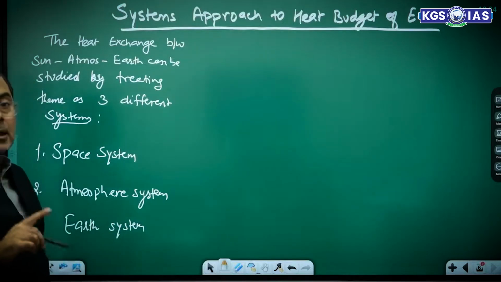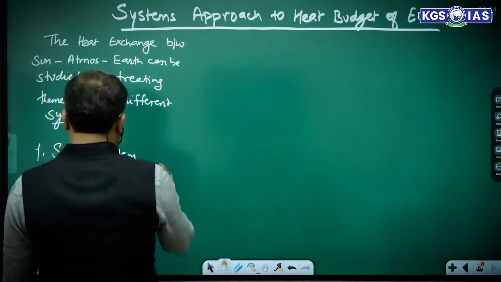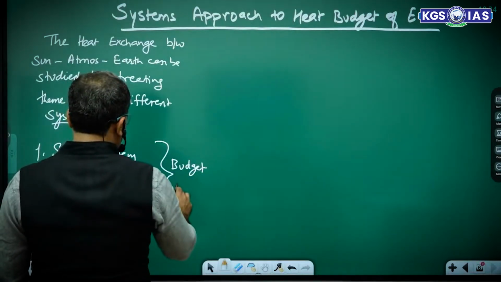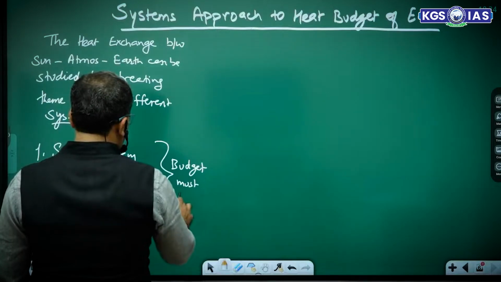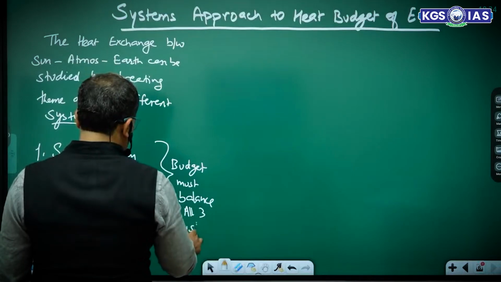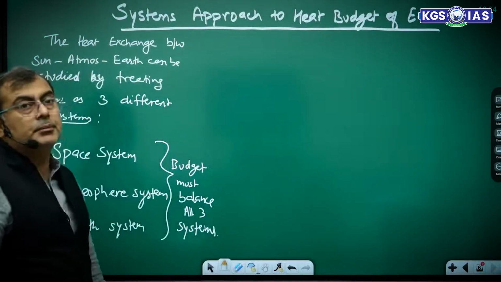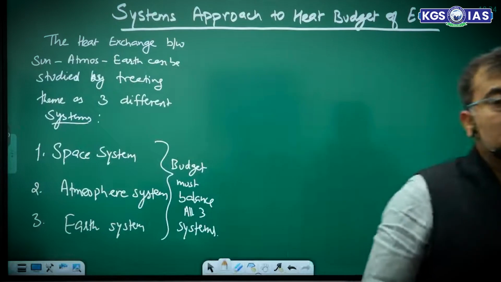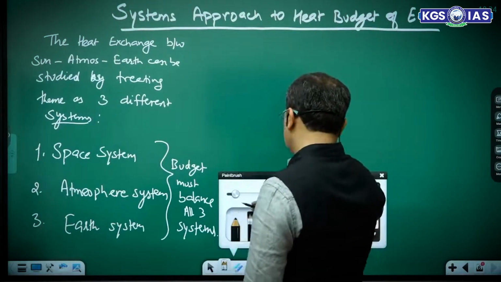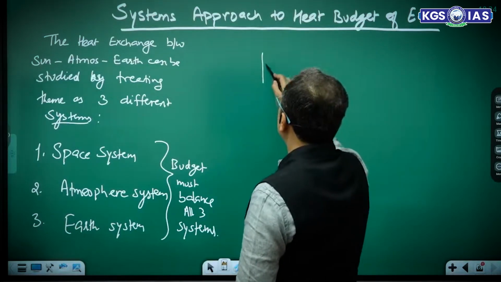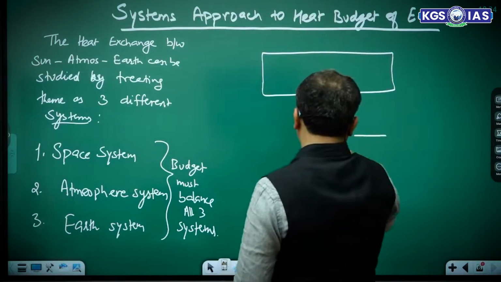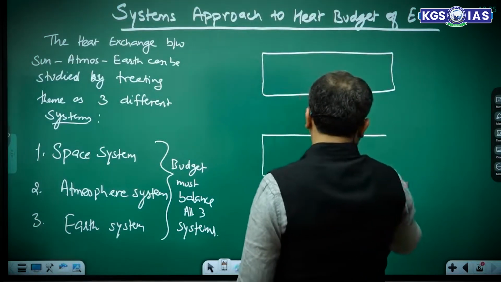A balanced budget must balance all three systems. ठीक है, ये मैं करने वाला हूं. Let us look at certain things in this. ये एनसीईआरटी का हीट बजट नहीं है. This is a different heat budget.